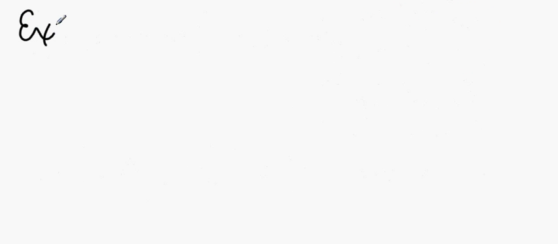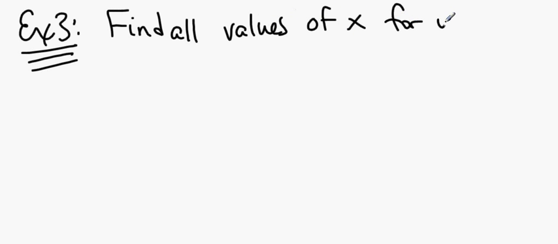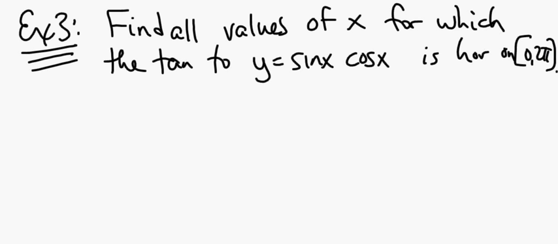So let's find all values of x for which the tangent to y equals sine x cosine x is horizontal on 0 to 2 pi. All values of x for which the tangent is horizontal. Well, I know what a horizontal tangent line is. In a horizontal tangent line, the slope is 0. So that's what that means.